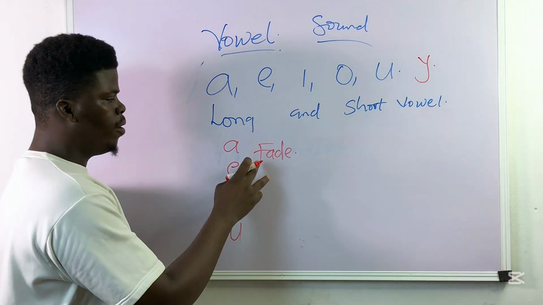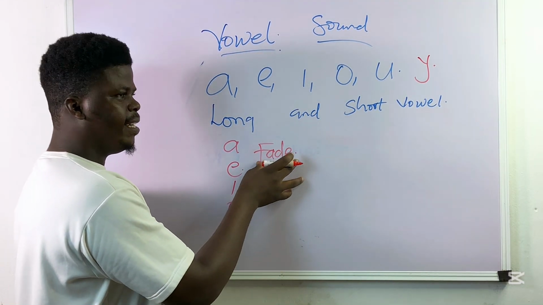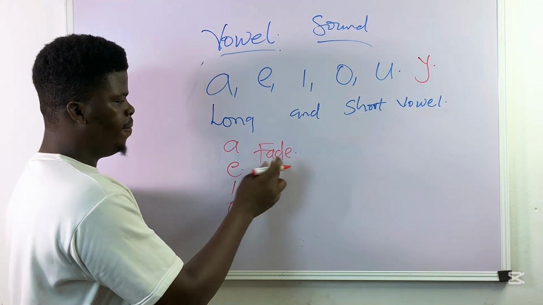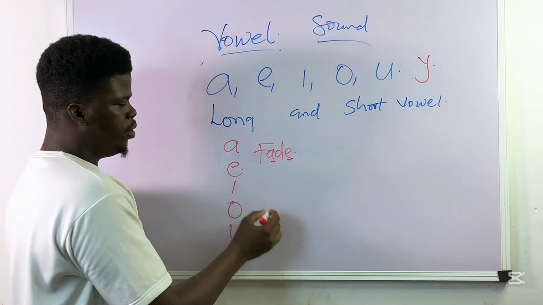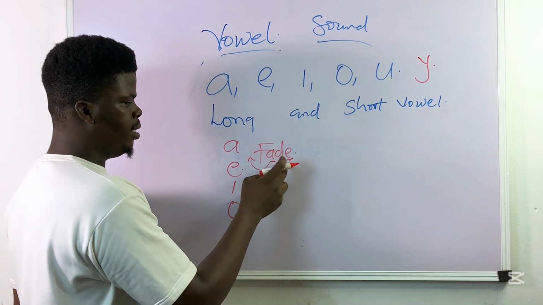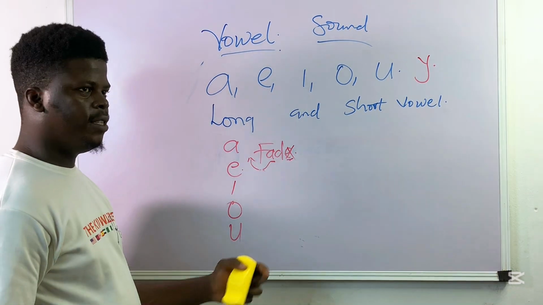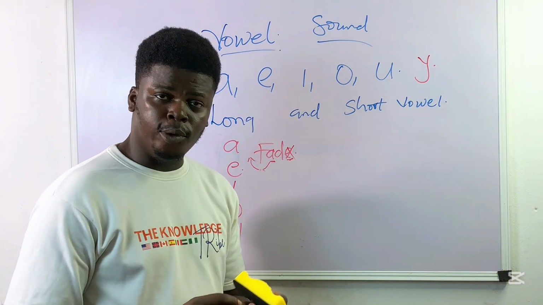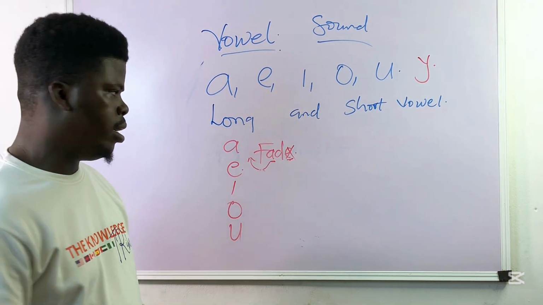So for example, this is not "father." No, because of the E, this is going to have the long vowel sound, which is A, and we don't pronounce the E. Fade. We'll get to do all this. I'm just trying to build the foundation.